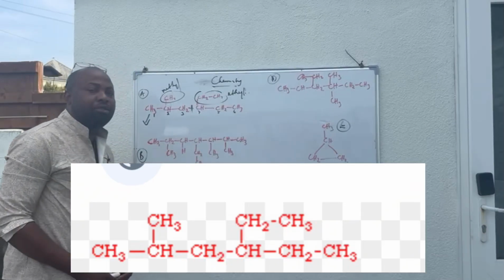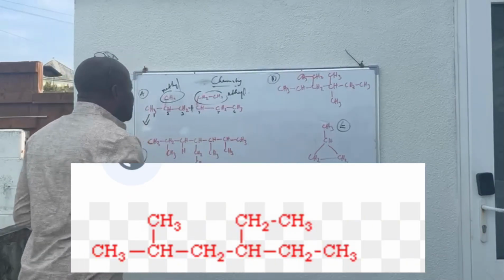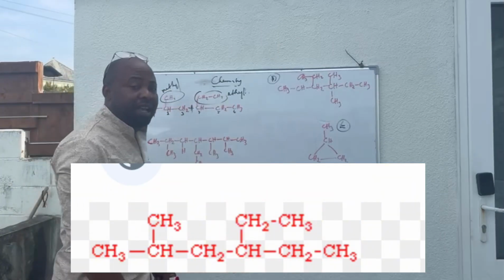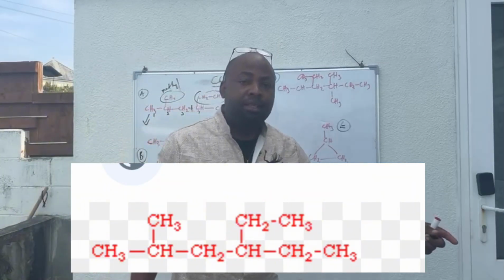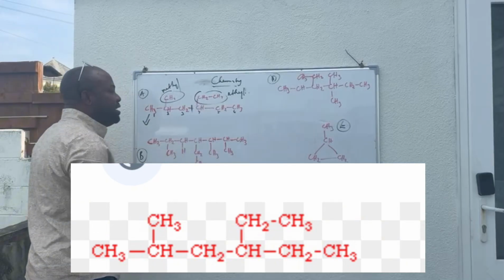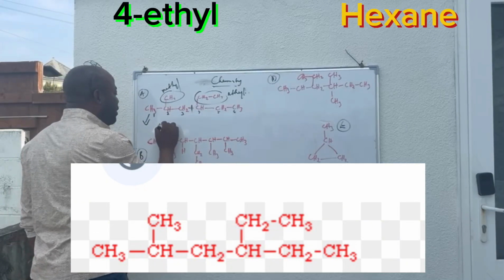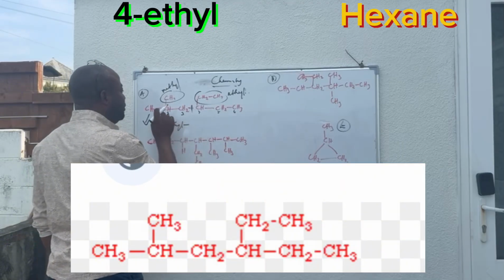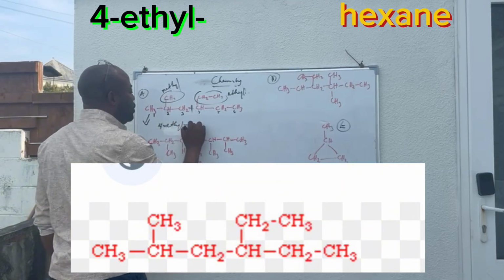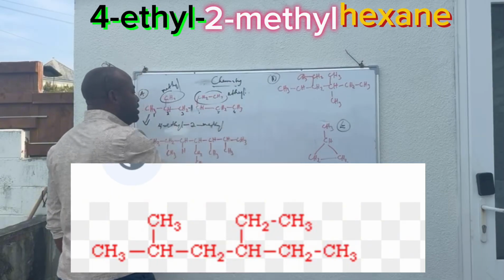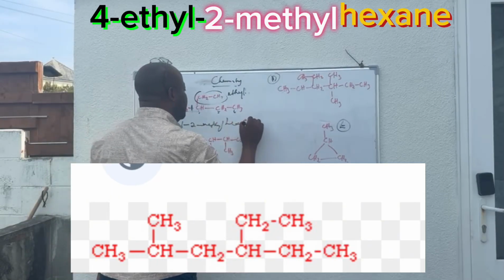But don't forget, I told you that you have to use alphabetical order. So if you use alphabetical order, you say E comes before M. Because if you use alphabet A, B, C, D, E comes before M. So where E is on top of 4, it becomes 4-ethyl. Then M is on top of 2, so it becomes 2-methyl. What will be the general name? The general name is hexane.